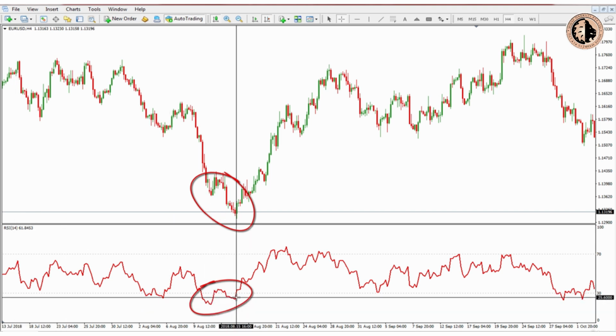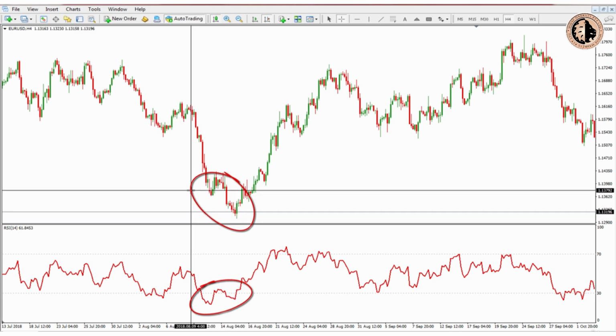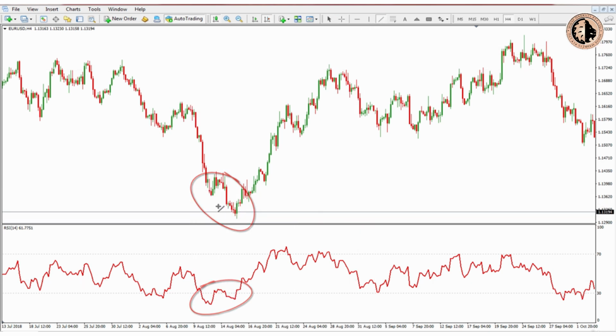Such situations on the graph are called divergences. Divergences are only observed in the overbought and oversold zone. Do not pay attention to such deviations if they occur in the neutral zone, but only observe this upper overbought and lower oversold zone.